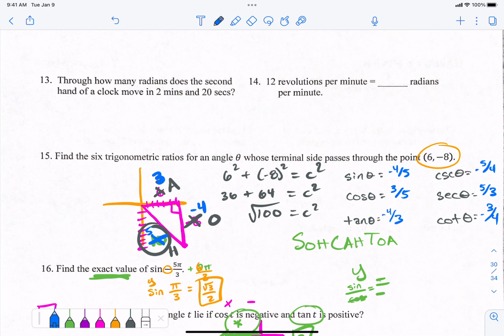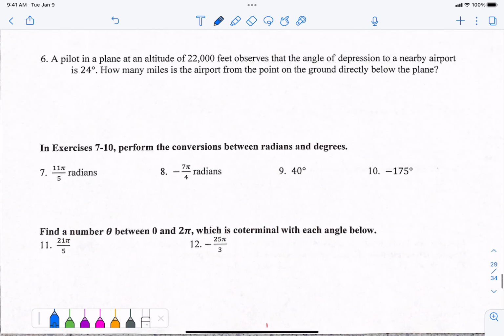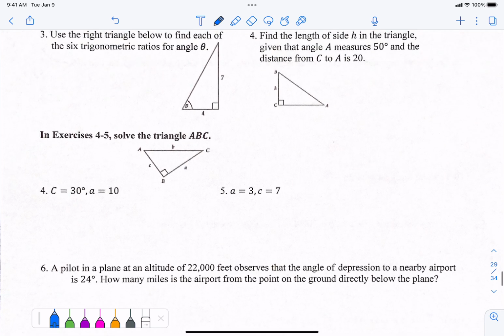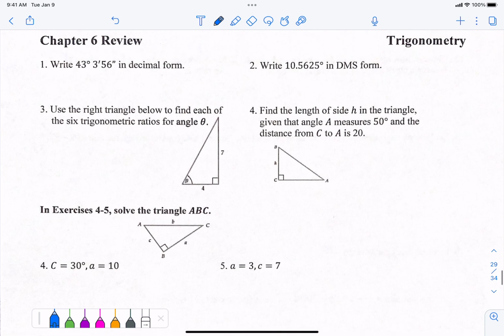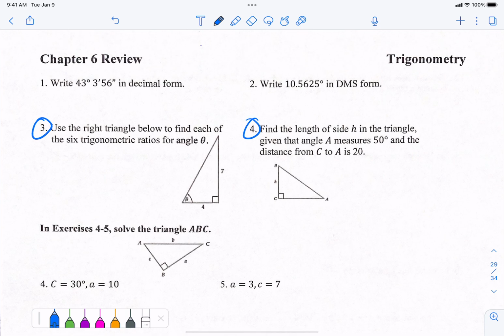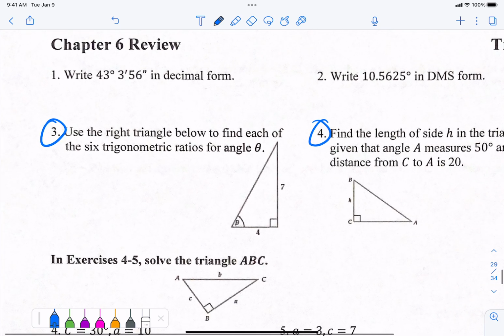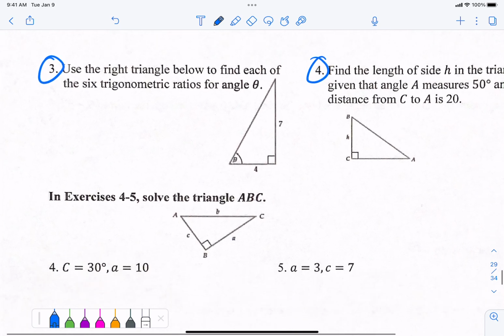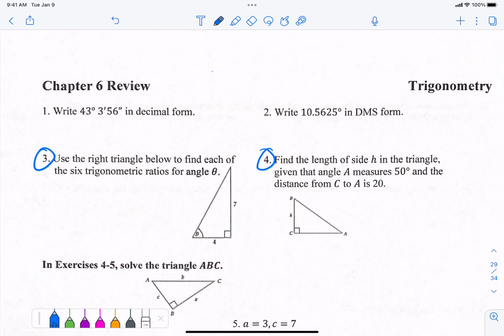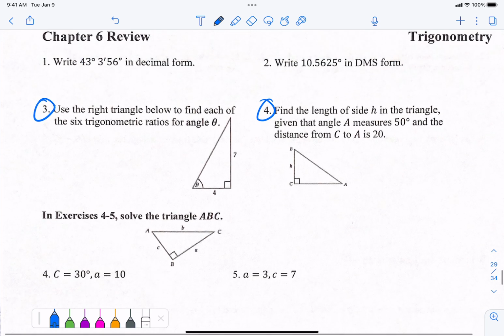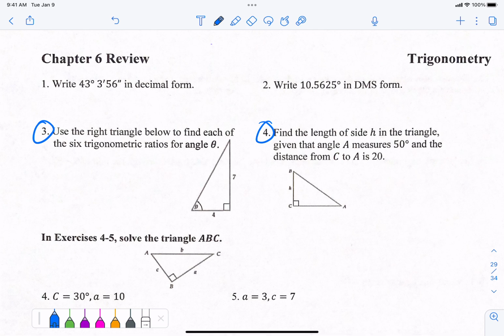Here's what I want you to do real quick. Do number 3 and number 4, the basic SOHCAHTOA ones, the top 4. Do those 2 right now for homework. You have about 15 minutes left, so do those 2. You probably could do the other 4 and 5, but we'll save those.